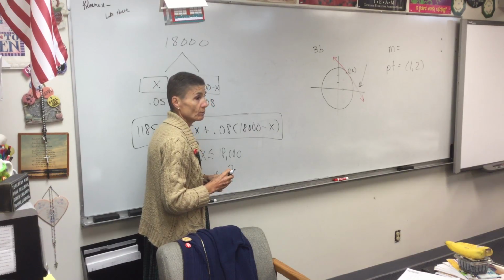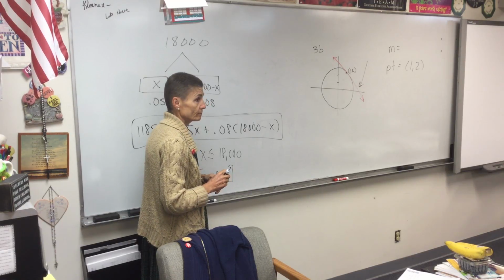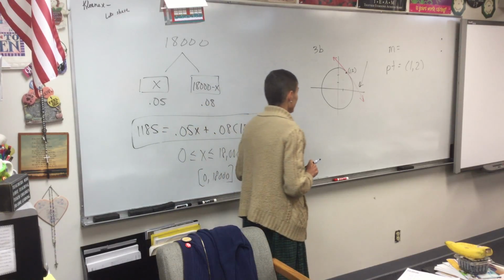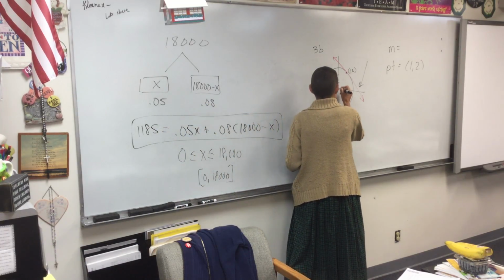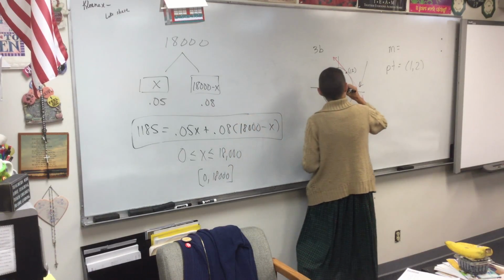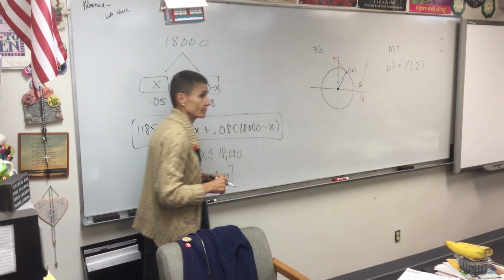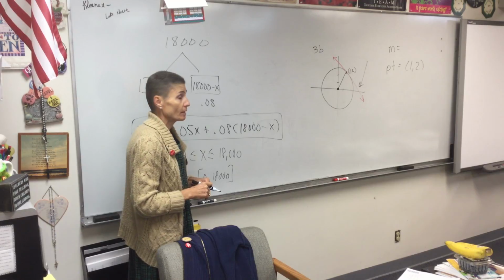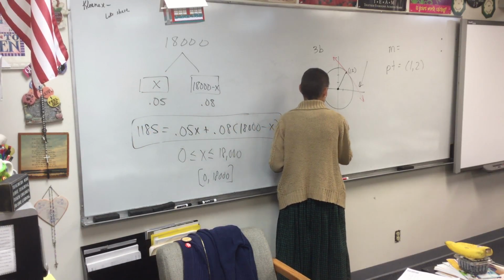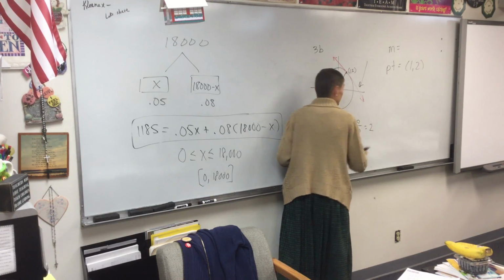I would need another point, wouldn't I? I don't have another point. What's the only other point I know for sure? (0, 0). The center of the circle. So this guy, could I find the slope of that line? That's a radius, right? I could find the slope of that. So the slope of the radius is what? 2 minus 0 over 1 minus 0, 2.